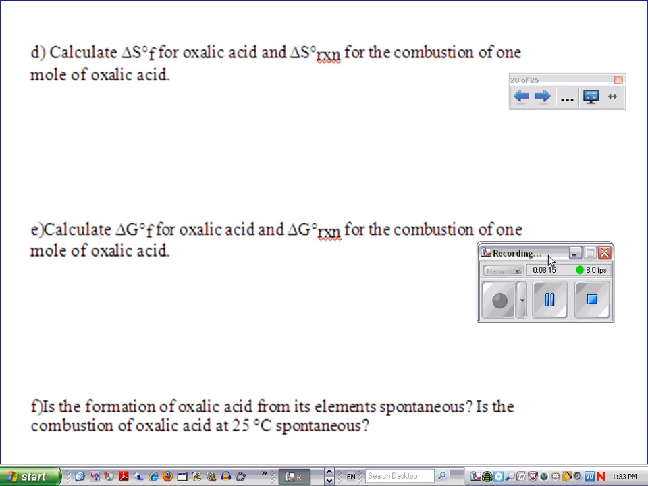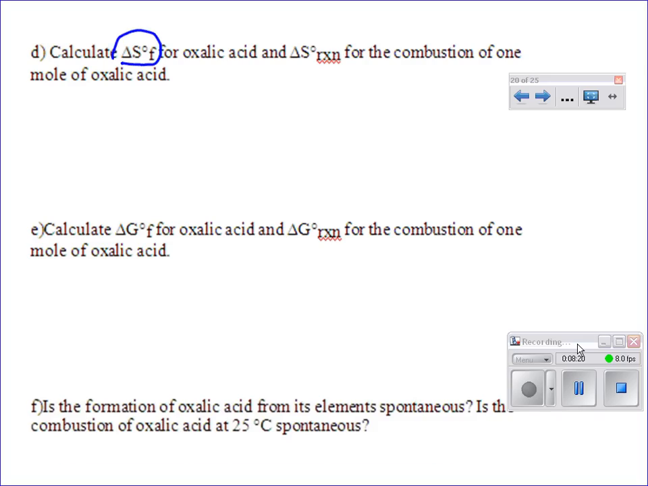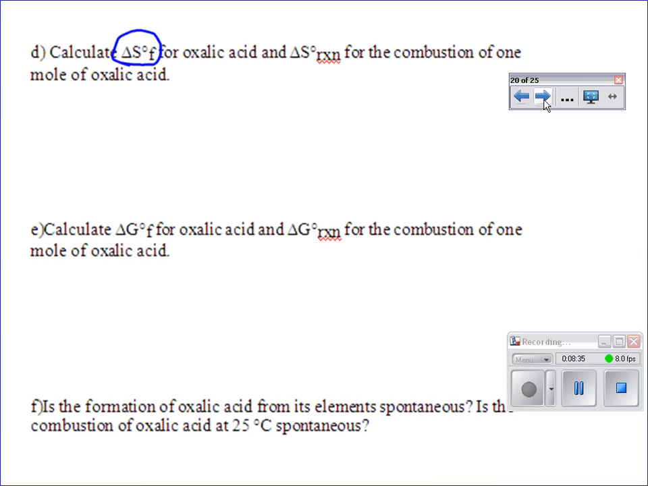Calculate, and this is kind of misleading. Turns out the delta S of formation for oxalic acid is already calculated. If you look back at this table, this is our delta S, and this is the delta S of formation of oxalic acid. So we already have that, and it's 120.1. I don't know why the problem's asking for that. We already know it. It's 120.1. But I do want to calculate the delta S of reaction for the combustion of 1 mole of oxalic acid.